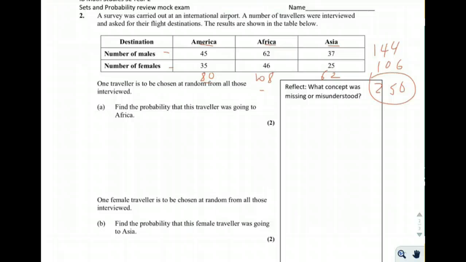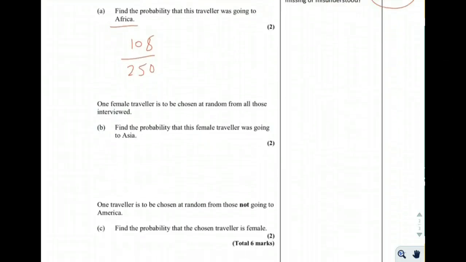One traveler is to be chosen at random from all these interviewed. Find the probability that the traveler was going to Africa. So Africa would be 62 plus 46 equals 108, right? So 108 people are going to Africa. The probability that you would choose someone going to Africa would be 108 divided by the total number of people, 250.